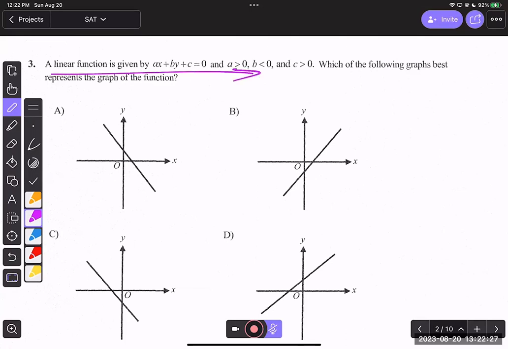But can you start by reading through the question? Okay. A linear function is given by ax plus by plus c equals 0, and a is greater than 0, b is less than 0, and c is greater than 0. Which of the following graphs best represents the graph of the function?